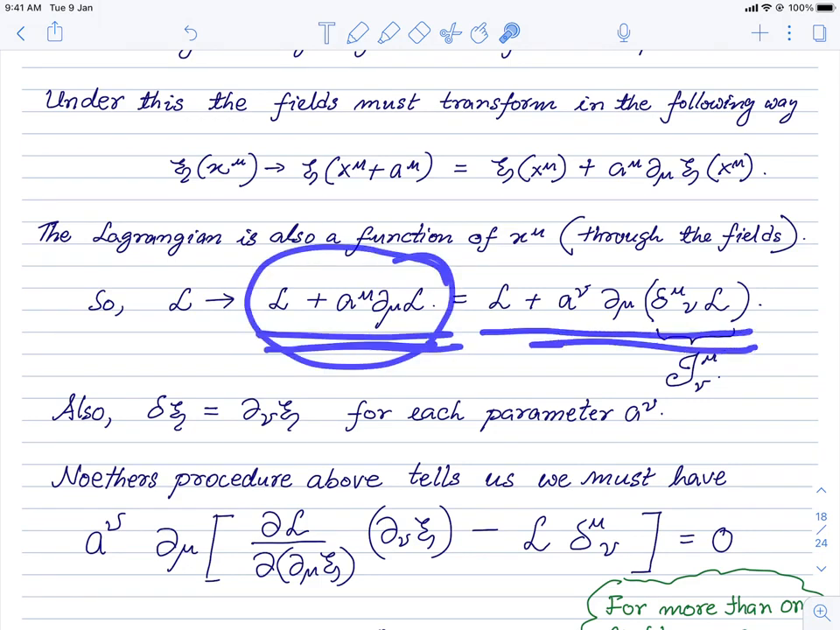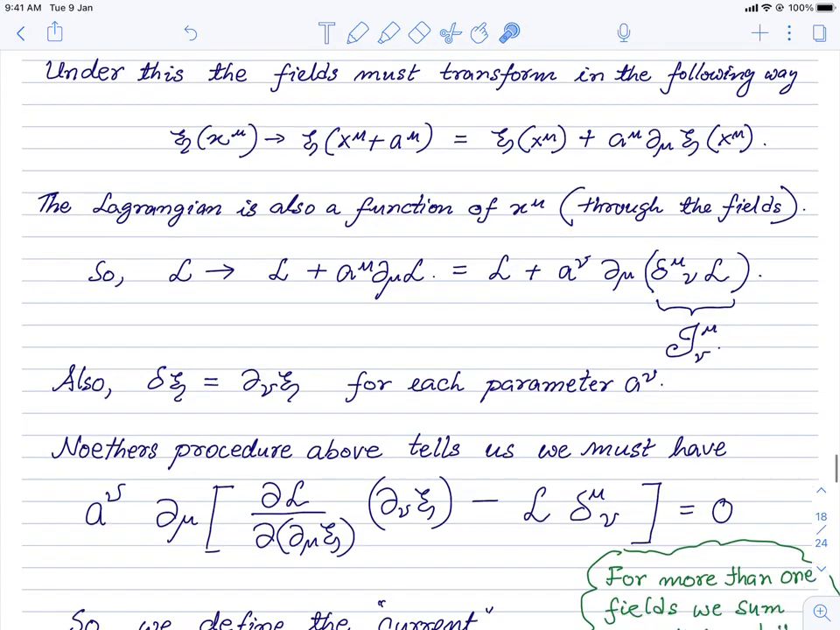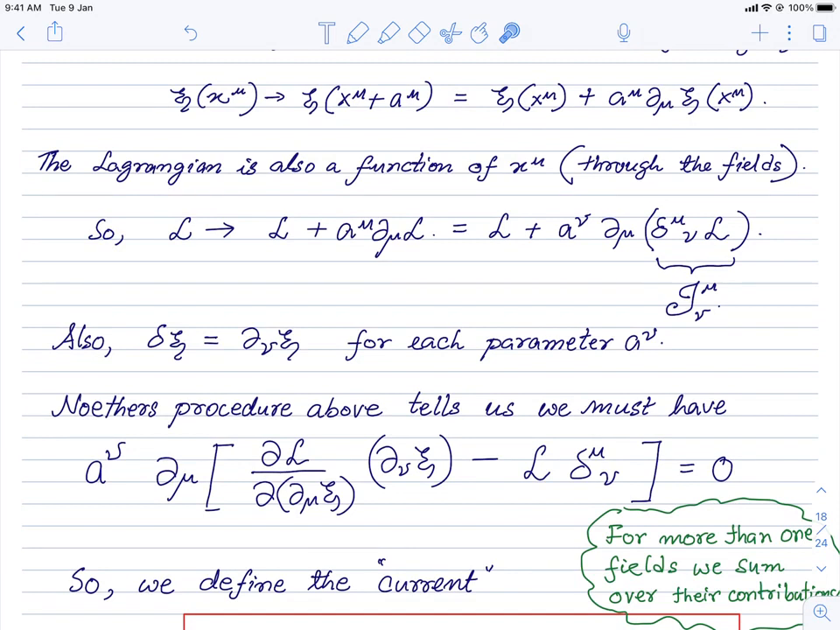So the L also must transform in the same way as the fields. The fields transform in this way. If you think of L as a function of x, then it also must transform in the same way, where the variation is this, some del mu L. Now, I have used a slight trick here. This a mu del mu, I'm writing as a nu, but I'm introducing a Kronecker delta mu nu del mu. You will see the reason why I'm doing that very soon. There's an index here, I'm keeping this as a nu index, and it's not contracted with this del mu here. It's just contracted with something inside and not this del mu. So that's the thing that I want to keep.